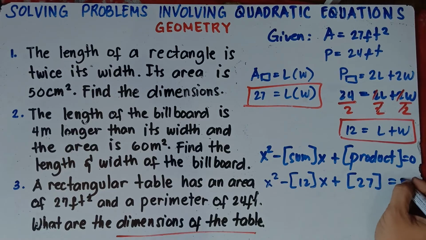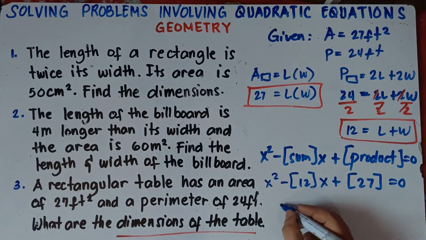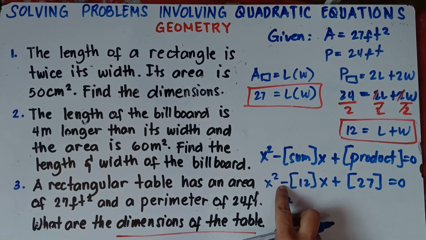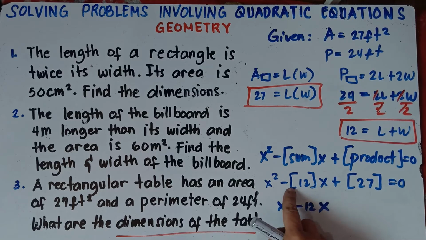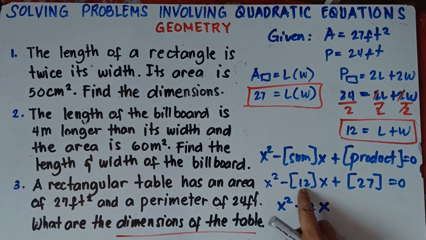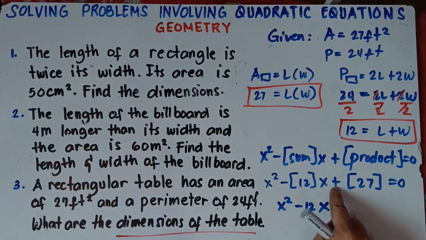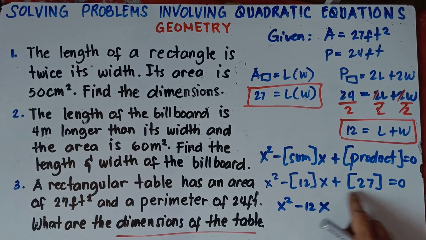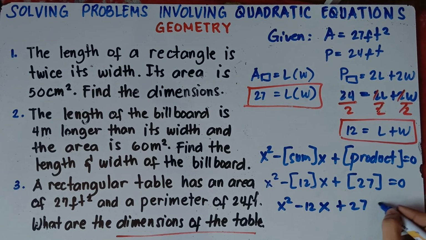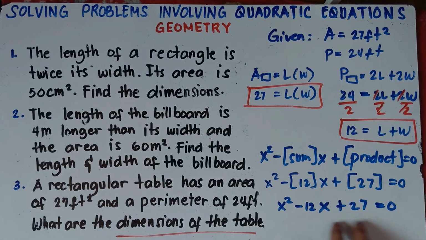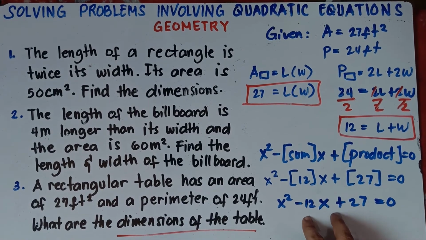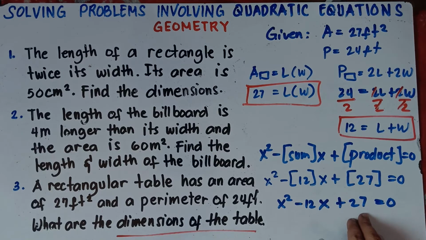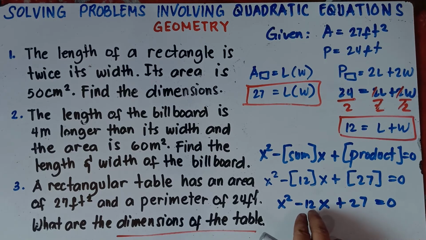27 equals 0. So this will be x squared, negative times 12, that's negative 12, times x, that's negative 12x. Once again, just simply multiply, class. Negative times 12, that's negative 12 times x, negative 12x. Positive times 27, just copy, positive 27 equals 0. And now you can just simply factor this out. You find two numbers that when you multiply, you will get 27, and when you combine, you will get negative 12.